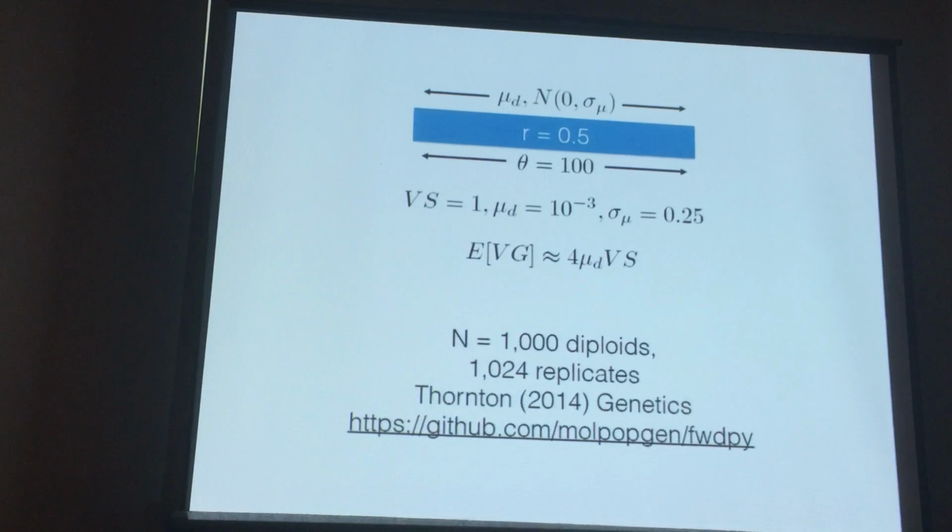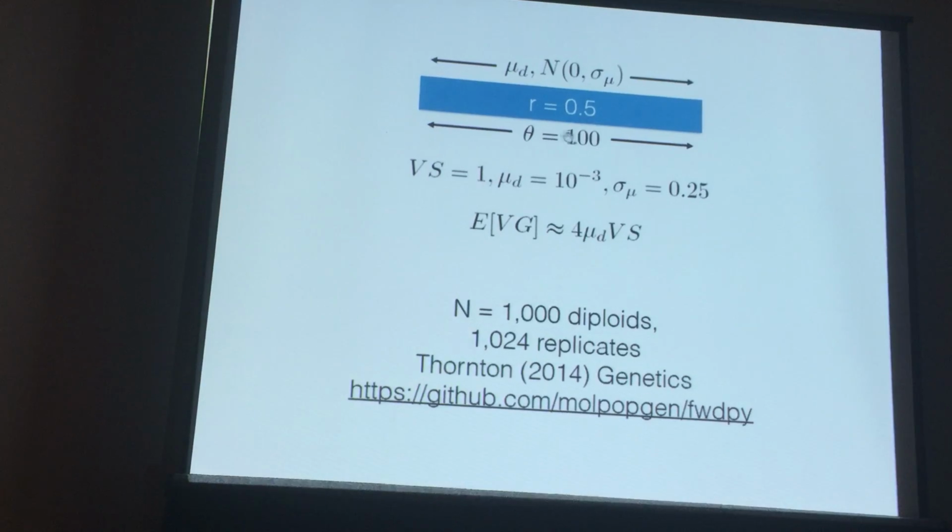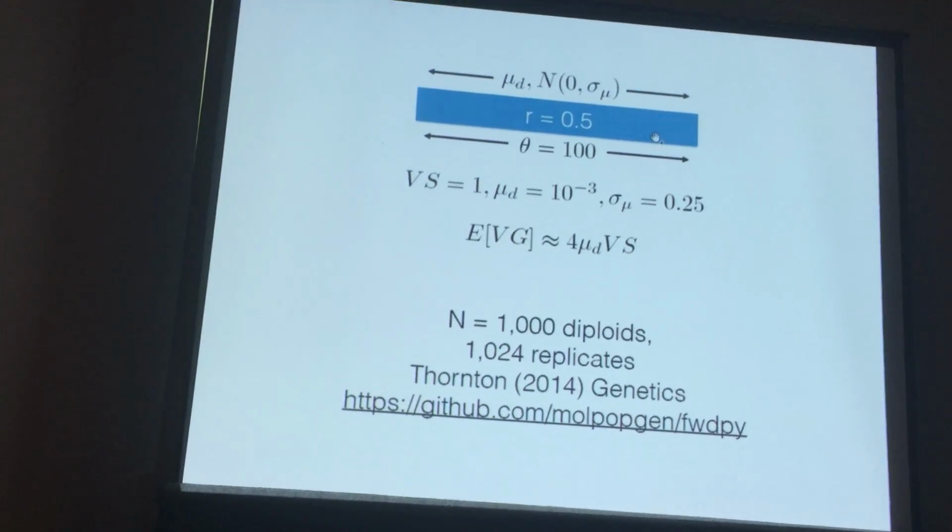And these are going to be forward time simulations, and the setup of the simulations is quite simple. We have a single contiguous genomic region with a recombination rate of 50 centimorgans.